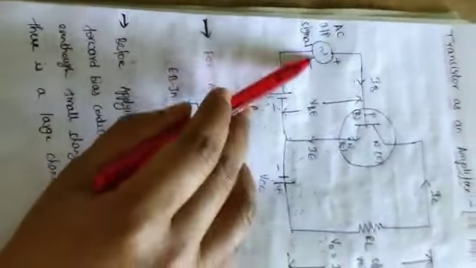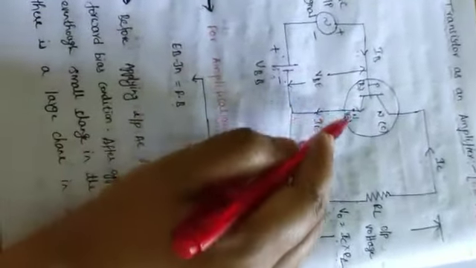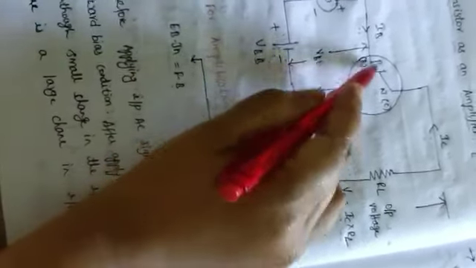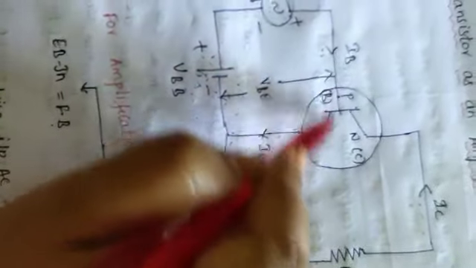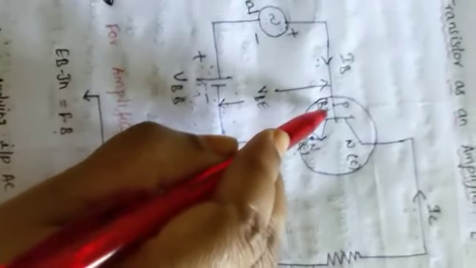Before applying the input signal, because of this VBB battery, the base-emitter junction is in forward bias condition. Its voltage is VBE and its current is IB. Since the base-emitter junction is forward biased, its VI characteristics are the forward biased PN junction VI characteristics.